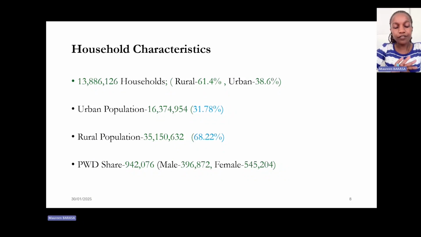And for the share of people with disability, out of the 51 million Kenyans, a total of 942,076 are disabled. For males it is 396,872, with 545,204 being female. So disability is somehow a female problem, the disability share.